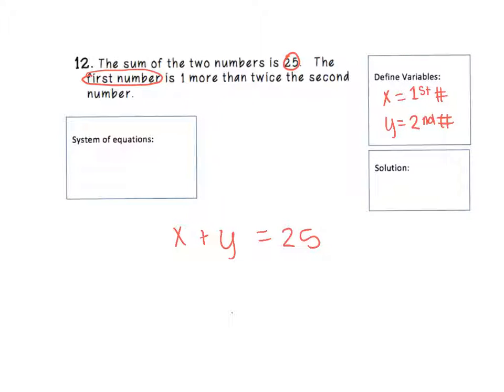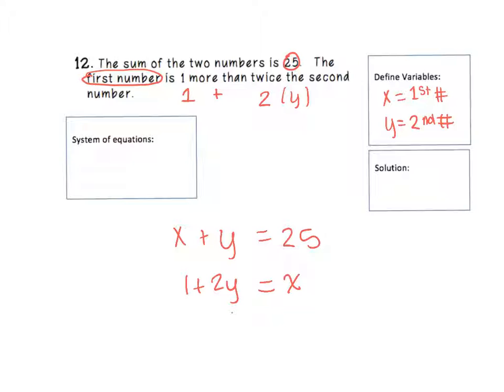I'm always setting my equations equal to those totals I found. So my second one I know is going to be equal to the first number, which we defined as x. And then it said it is one more than twice the second number. So as I'm reading this, I can literally write one more than, so add, twice would be 2, times the second number would be y. So 1 plus 2y.